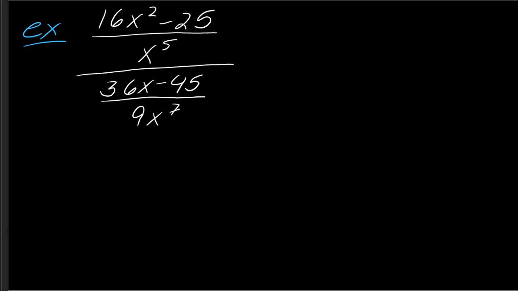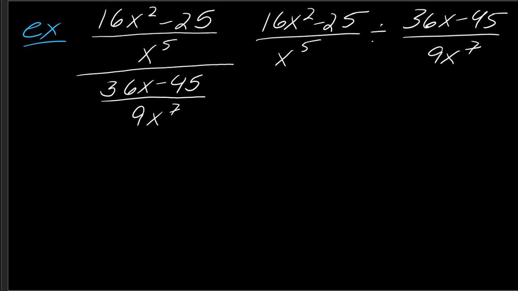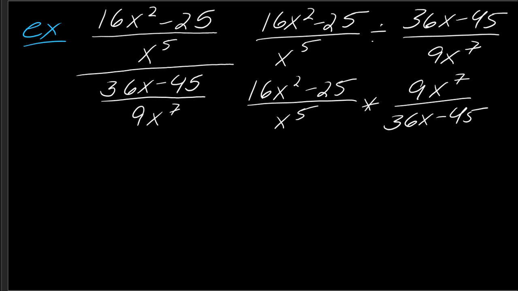Okay, so first let me just set up the division problem. And so I just straight up divide this part here. And then I'm going to flip this part, so I'll just show you what that looks like. Okay, and so now I can go ahead and start canceling things out and factoring and all that good stuff. So let's see, this one is a difference of squares problem. So this is going to factor 4x minus 5 and then 4x plus 5.